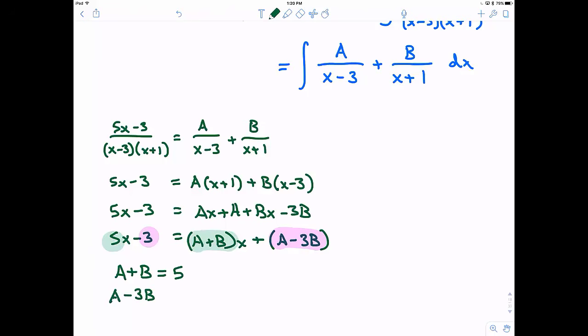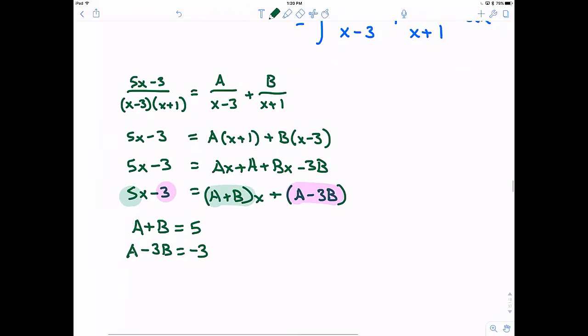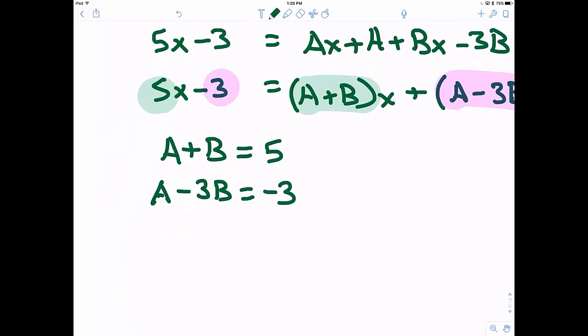So here's where we get our system of equations: a plus b equals 5 and a minus 3b equals negative 3. Now we have to think back, how do we solve systems of linear equations? Well, I'm going to use linear combinations and subtract the second equation from the first equation, because you can see then the a's cancel out.